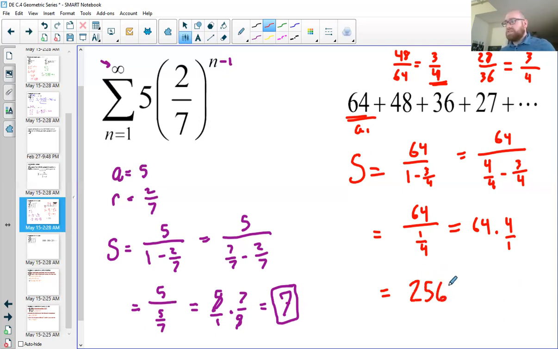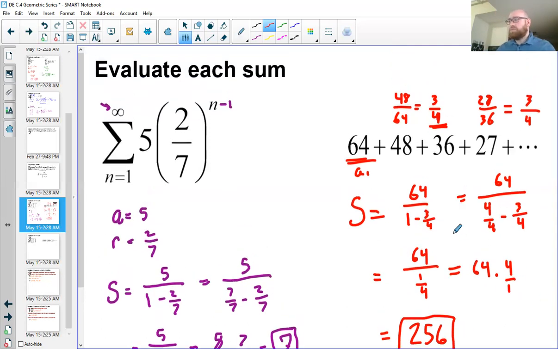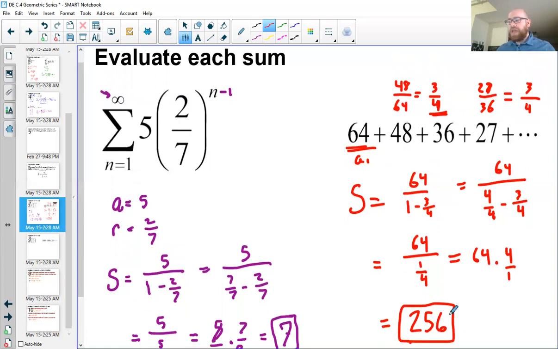So notice that this infinite sum gives us a much larger number than the first one, because as opposed to starting with 5, we started with a much bigger number. And so the numbers took longer to approach 0 to the point that they don't add anything more to this sum, and we just stay at 256. Let's do a couple more examples.